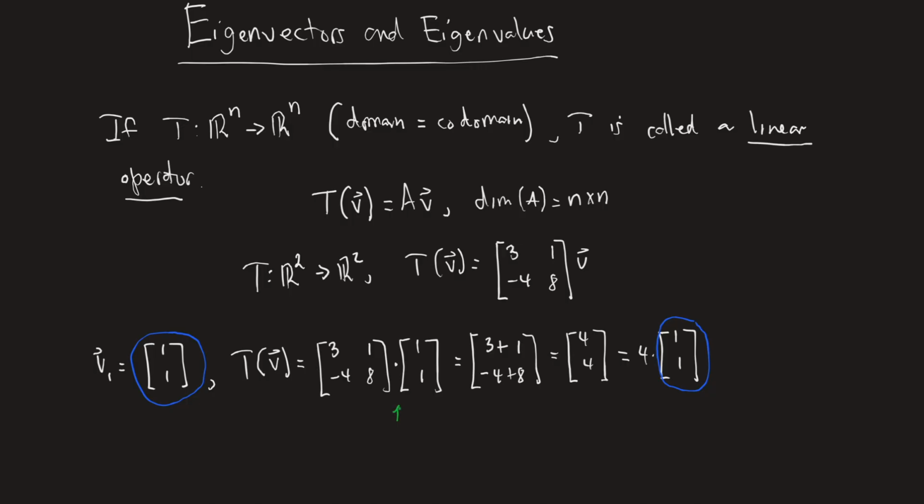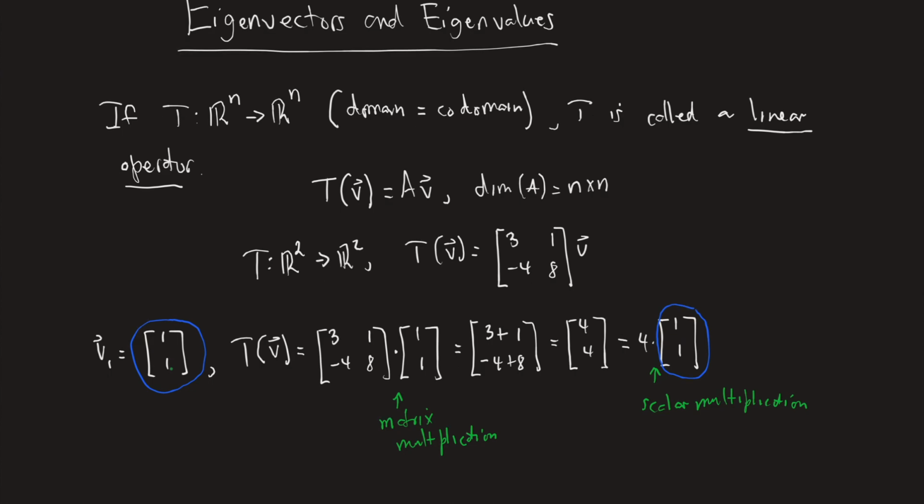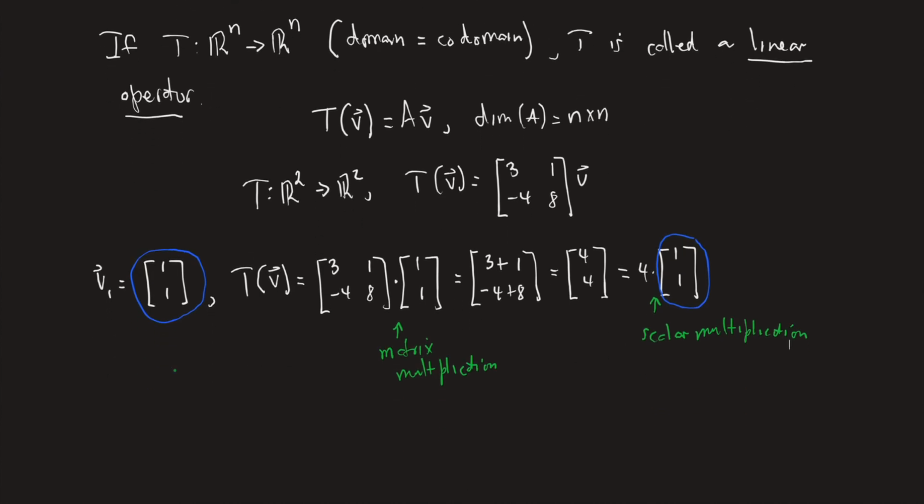Here we did our matrix multiplication. That's what our operator does. But it's the same as just scalar multiplication. Interesting. That begs the question: does this work for other types of vectors, like I did with the vector 1, 1? Well, the way we can test this out is to pick another vector.